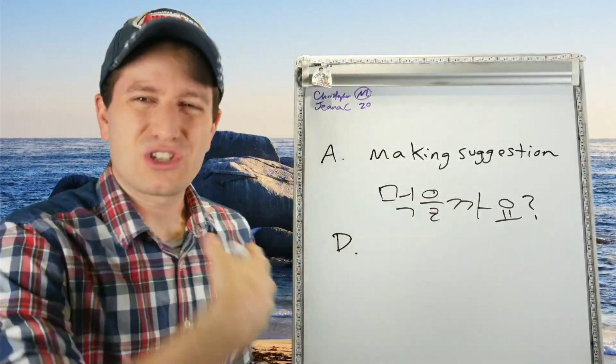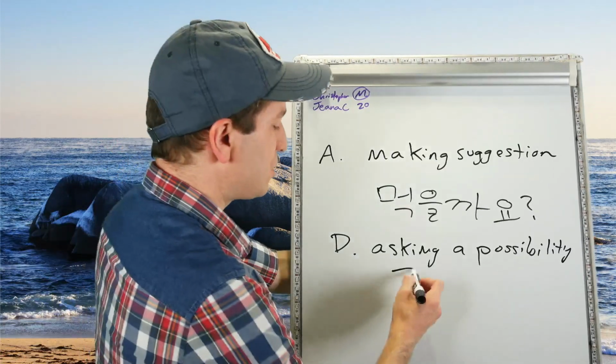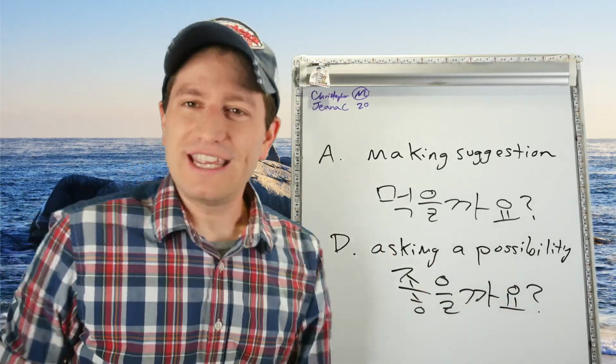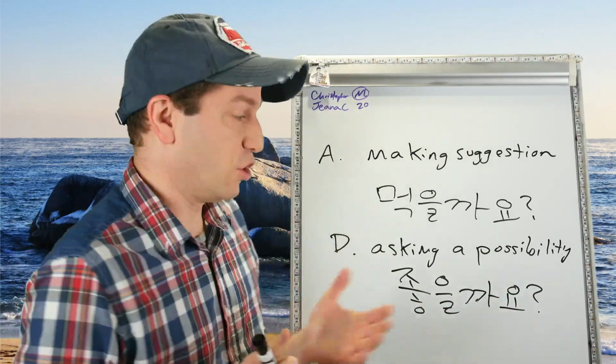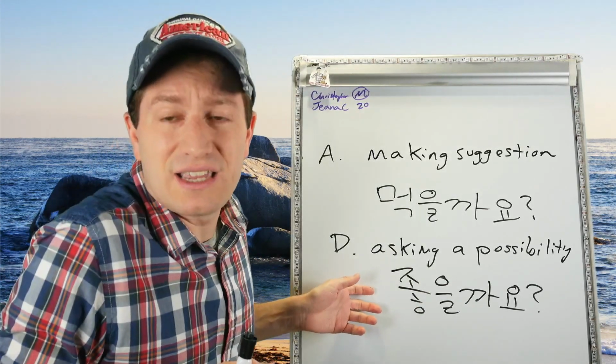When you're using it with descriptive verbs, however, you'll translate it a little bit differently. Okay, let's just use to be good. Is it good? It's possible that it's good. So in English, we would say something like, could it be good? Would it be good? Or maybe, do you think it would be good?